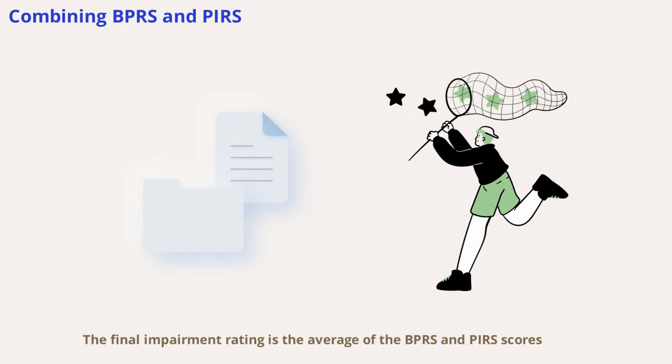Final impairment rating is the average of the BPRS and PIRS scores. This combined approach ensures that both symptom severity and functional limitations are considered. It provides a comprehensive, defensible rating that reflects the patient's overall level of impairment due to mental and behavioral disorders.